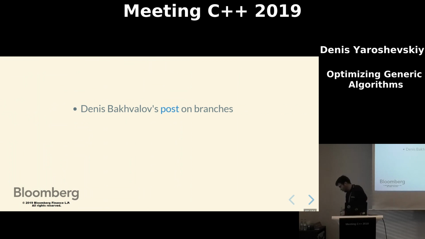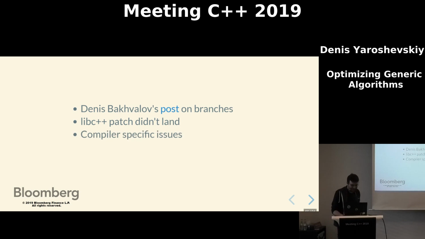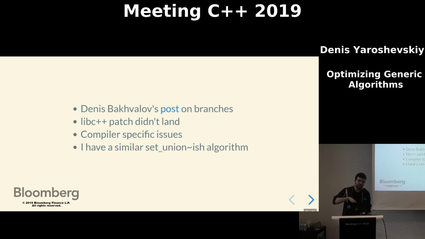So I claim we're done with merge before the binary size thing. There is a Denis Yaroshevskiy post on branches, where he goes into a lot of detail about branches. I tried to contribute this to libc++. It didn't land so far, but I talked to Marshall today. Maybe that will change. For the biased merge, it can behave differently on different compilers. There's trickery to it. And I have a similar algorithm that does deduplication. If you need that, talk to me.